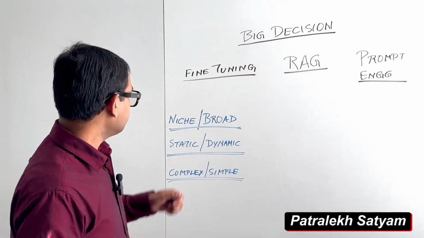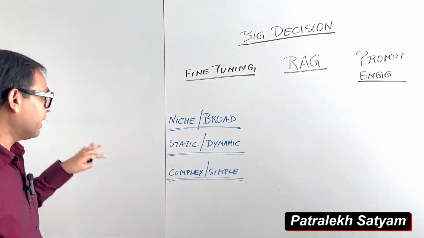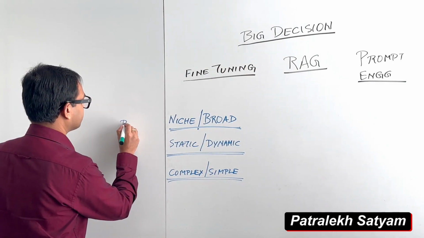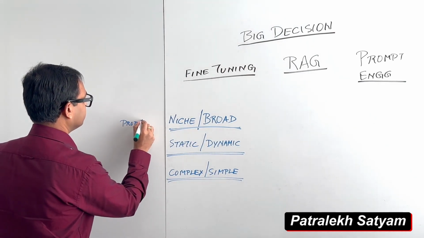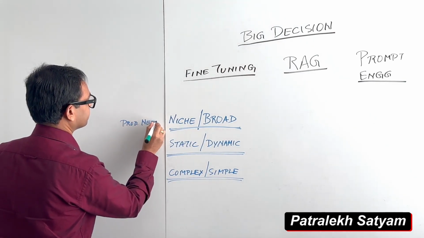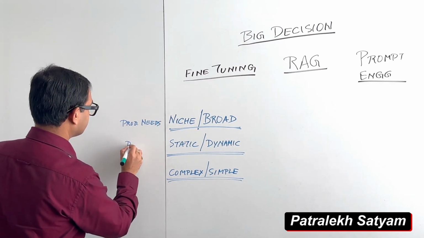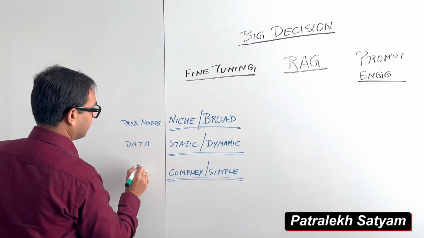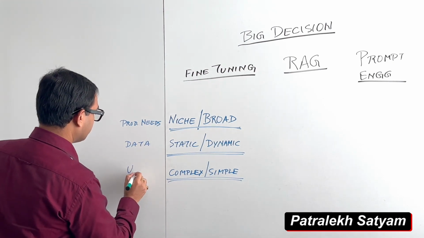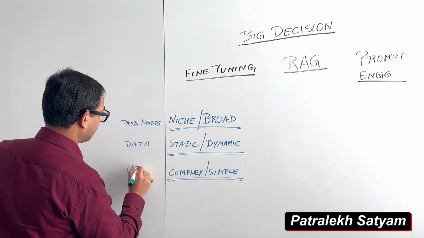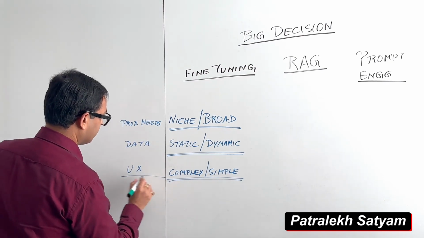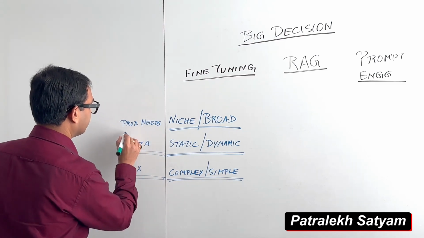And on the other side, these things were your product needs. The second one was your data, and the third one was your user interaction. I'll just write it as UX. So these are the three things here.